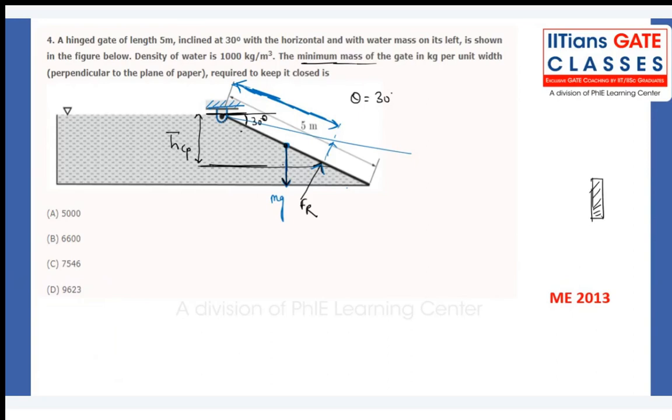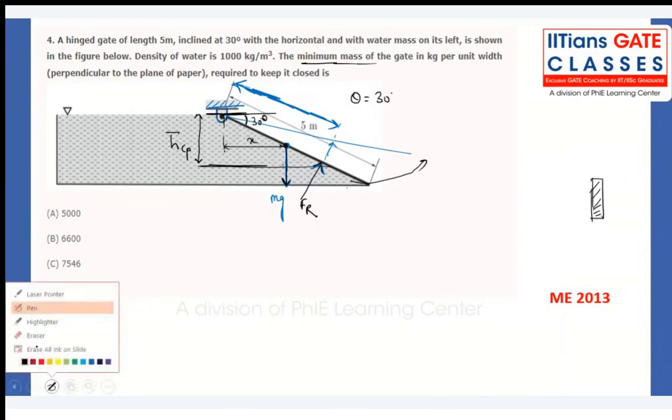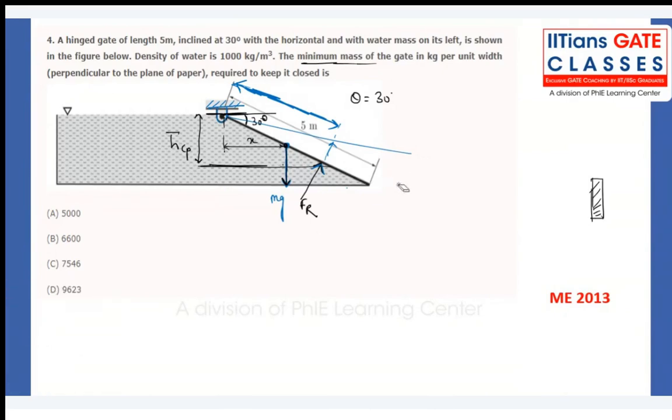It is creating the moment, this particular component. What about the moment which is being created? Let's say this is x. So this weight into x is creating the moment in the clockwise direction, and that is what keeps the gate in a closed position. Otherwise all the water will come out from the dam, and so much damage will happen. So to avoid that, we are keeping a sufficient amount of mass, or the weight per unit width, so that the gate will always be in a closed position.